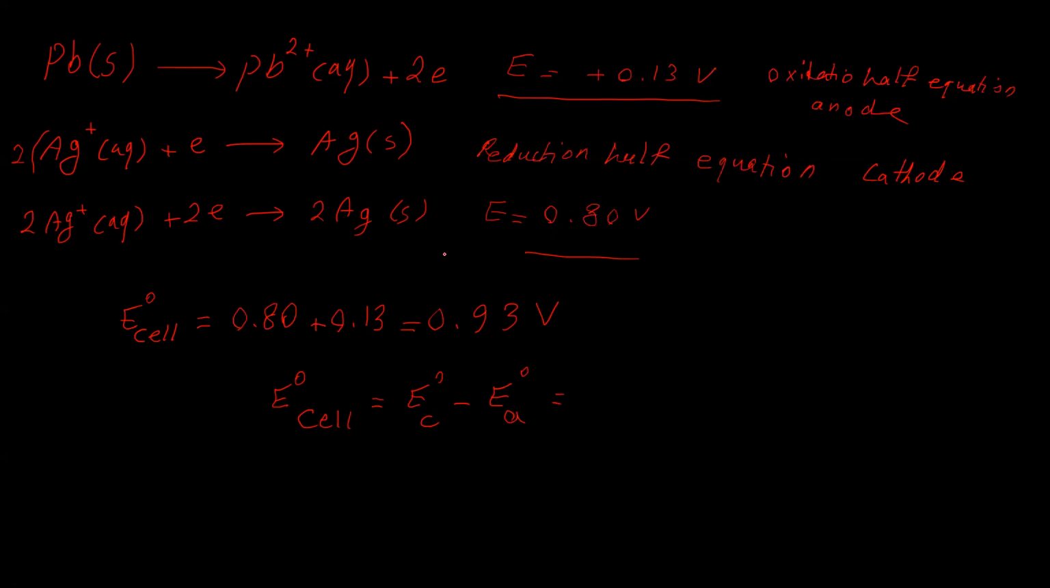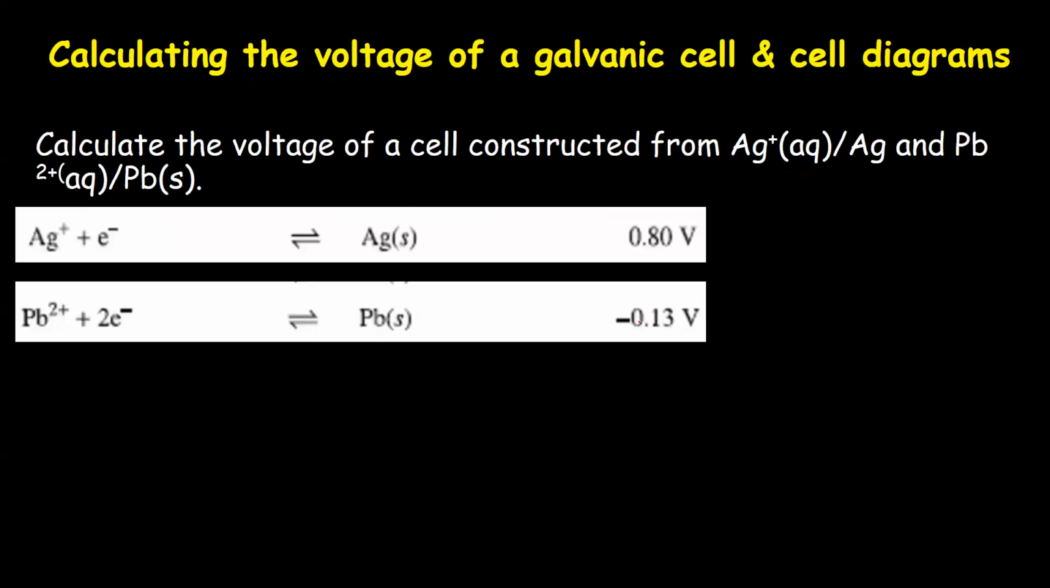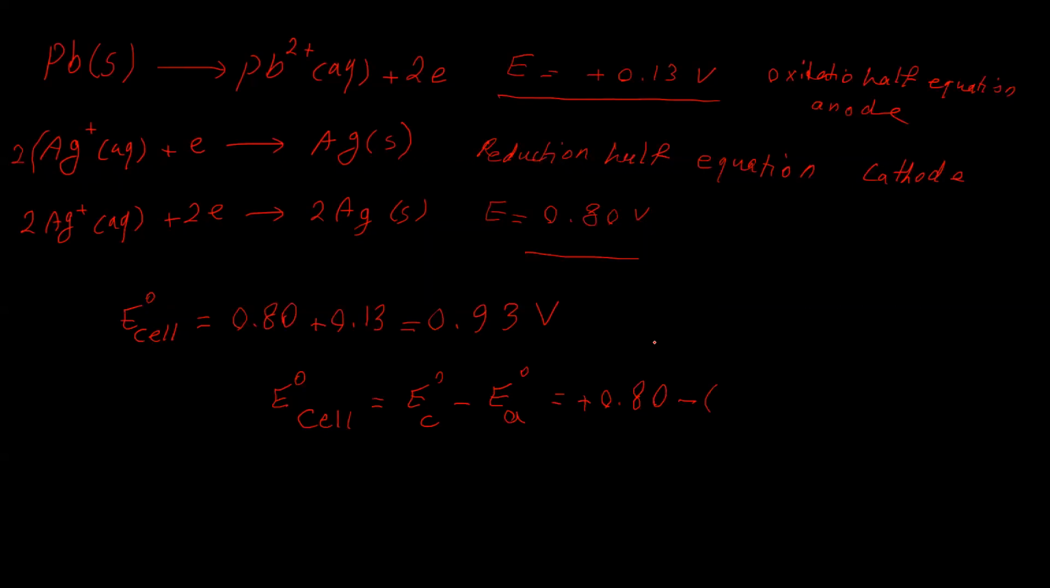E° cathode, we know cathode is Ag, that E° is 0.80, minus E° anode. We know E° for anode from the standard potential was negative 0.13, so minus negative 0.13, that is equal to 0.93 volts. So it's the same answer.